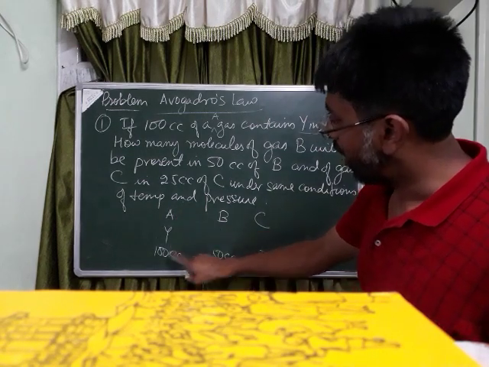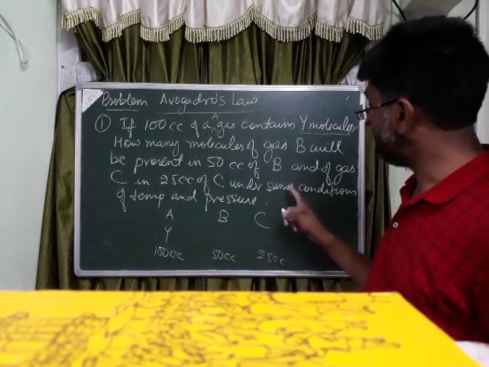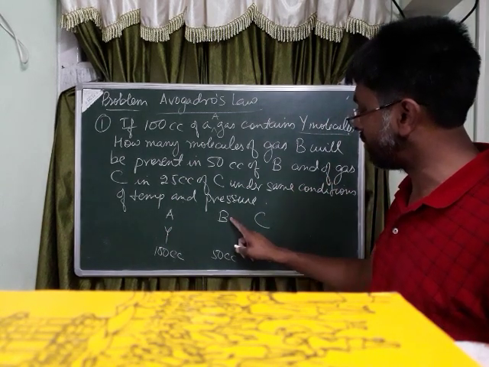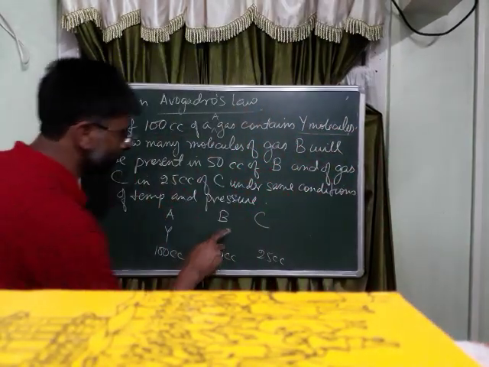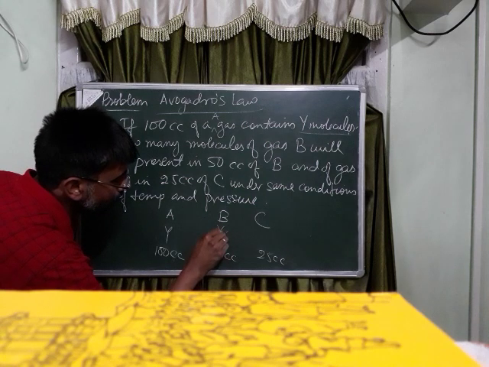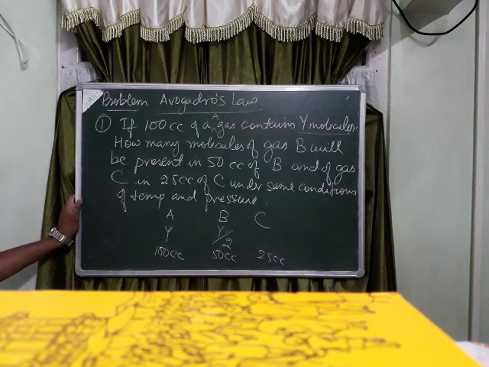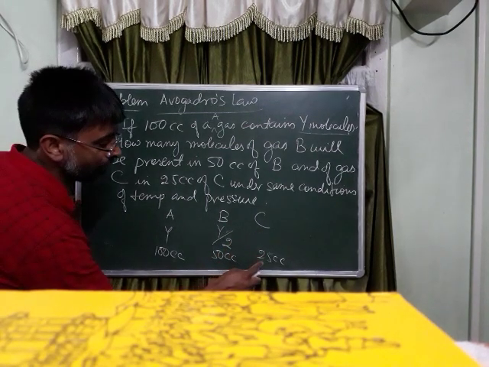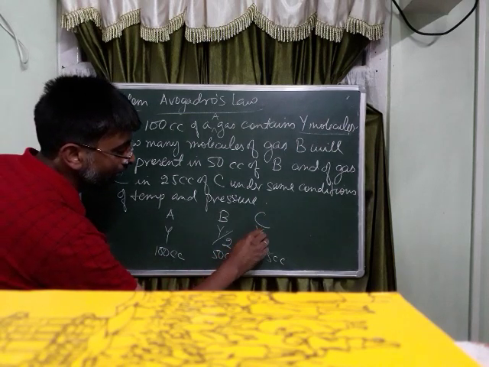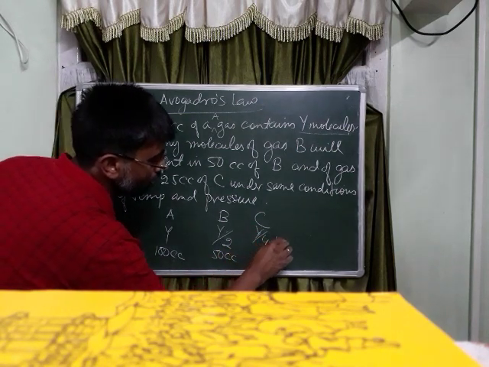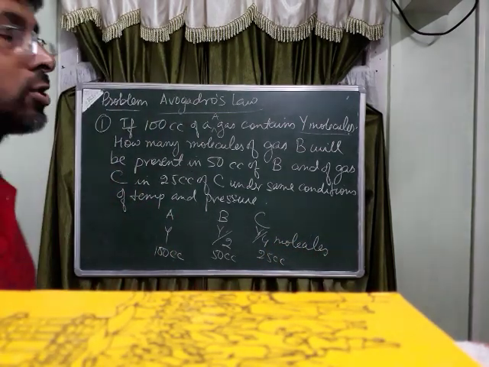Gas A, 100 centimeter cube contains Y molecules. So, under the same conditions of temperature and pressure, if you look at gas B, the volume is 50, half of this, so the number of molecules of B will be simply Y divided by 2. Y divided by 2 molecules of B. And if you look at the volume of C, 25 centimeter cube, so 100, 25, it is how much? Y divided by 4 molecules. So this is the answer. So this is one problem based on Avogadro's law.